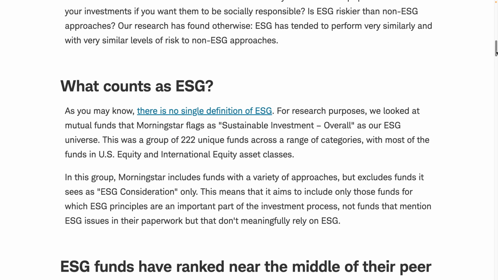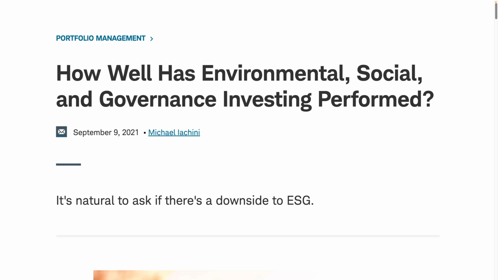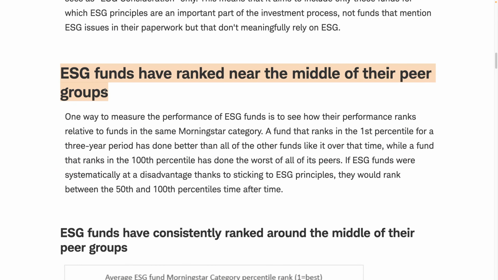What counts as ESG? There is no single definition of ESG. That's a bit concerning. Okay, I found an article on Schwab's website. How well has environmental, social, and governance investing performed? ESG funds have ranked near the middle of their peer groups. So far it hasn't done so well.